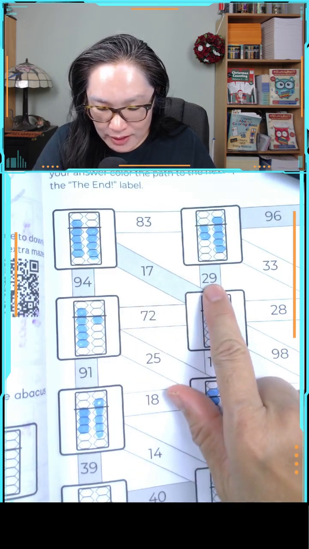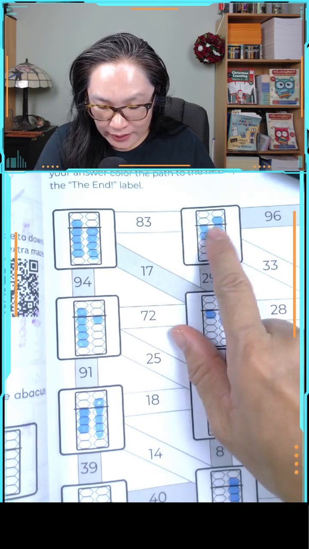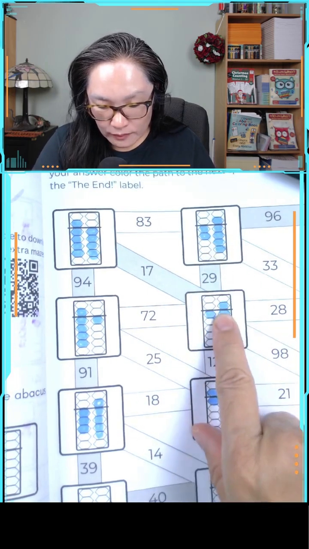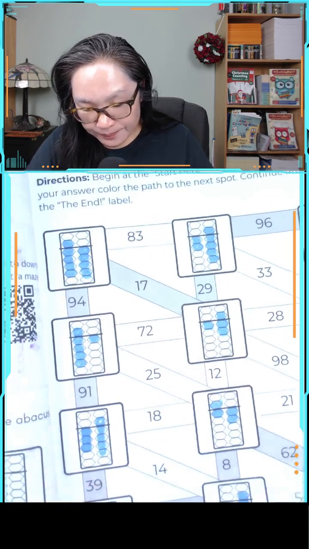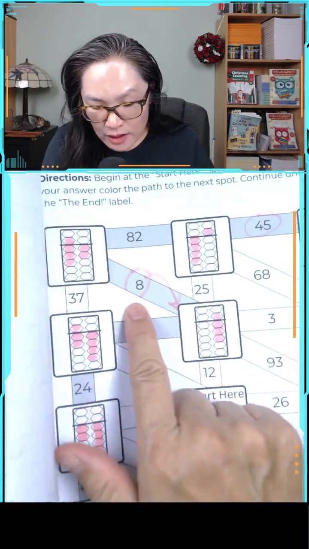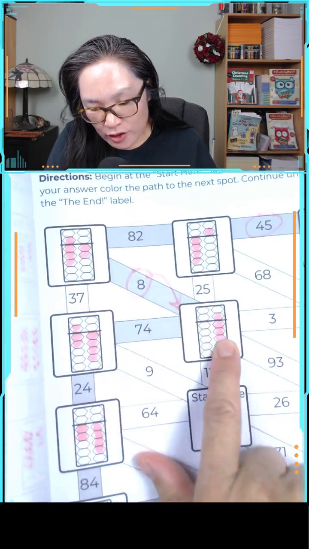So this is the number, and the idea is to color in the abacus that's right here. This is 29, and I color in the abacus. That's all it is. See, this is 8, so you're supposed to color in the number 8 over here.